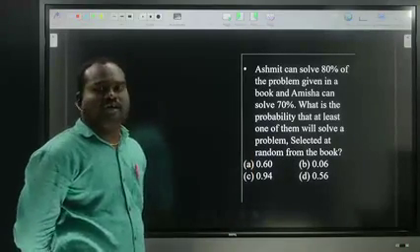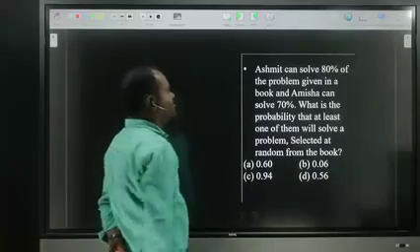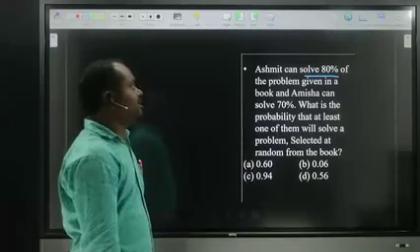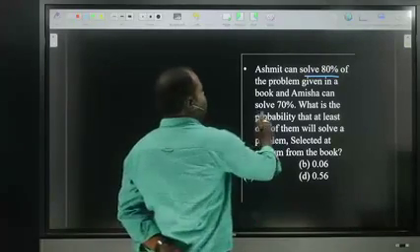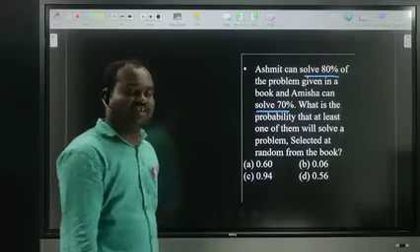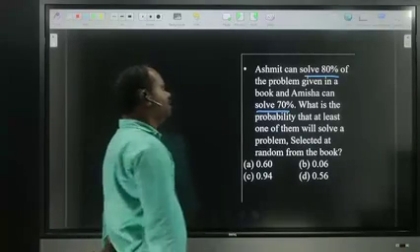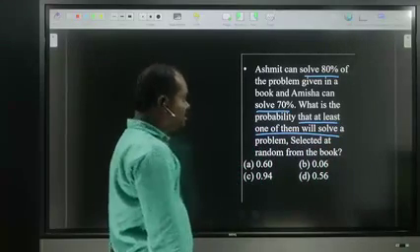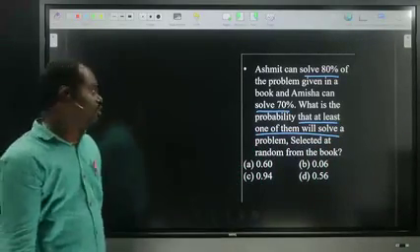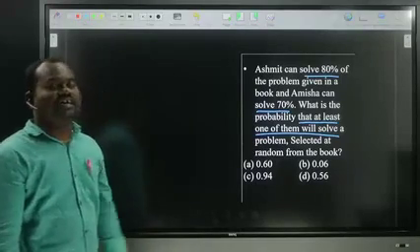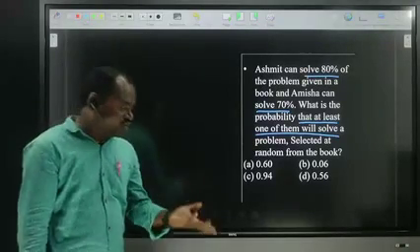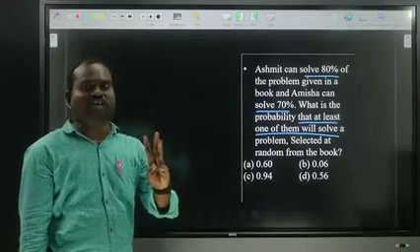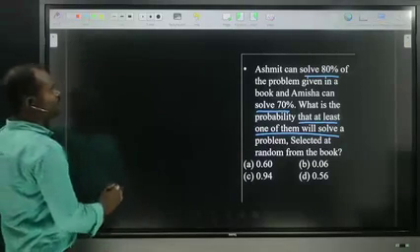Ashmit can solve 80% of the problems given in the book, whereas Amisha can solve 70%. The question asks: what is the probability that at least one of them will solve a problem selected at random from the book? At least one means Ashmit can solve, or Amisha can solve, or both can solve. Three possibilities.